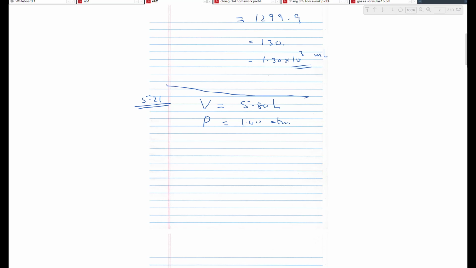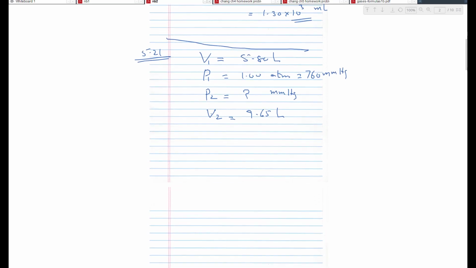If the volume is changed, because they are giving new volumes, I'm putting P1, P2. They are asking in millimeters of mercury. We can get the atm and then change it, or we can change right now. What is the volume V2? V2 is 9.65 liters. I already know 1 atmosphere is equal to 760 millimeters of mercury, so I'm going to use millimeters.